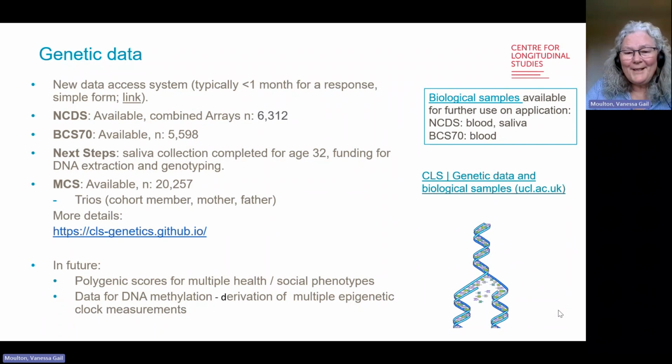Soon to be available, excitingly, are polygenic scores for multiple health and social phenotypes, and we'll be holding a webinar later in the year on that specifically. And there's also data available for DNA methylation. So, for example, you could derive your own multiple epigenetic clock measurements, and that's something that we'll be doing in the future too, to append to the data. Also, biological samples are available for extraction if you wanted those, blood and saliva in the NCDS and blood in the BCS70, and more information on application can be found there at the link given.